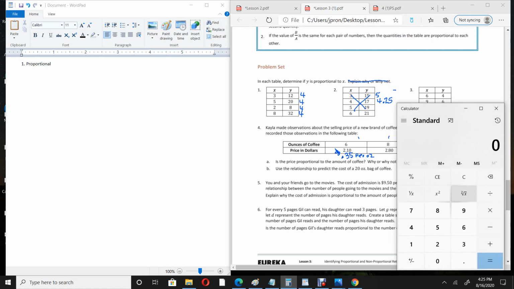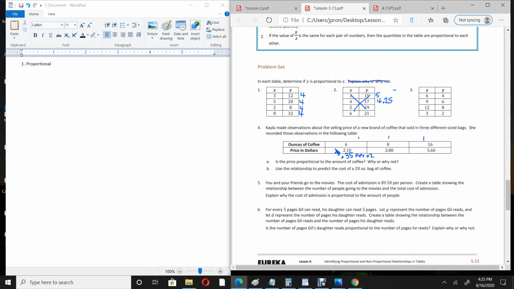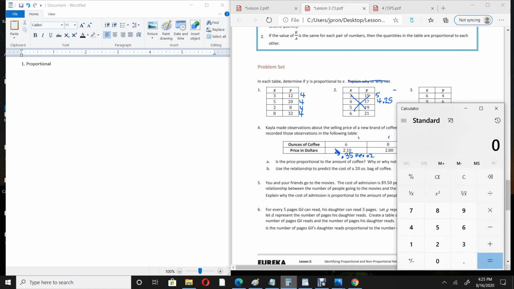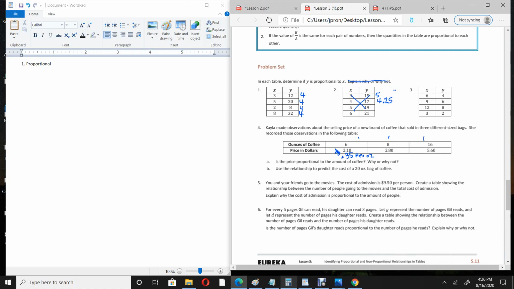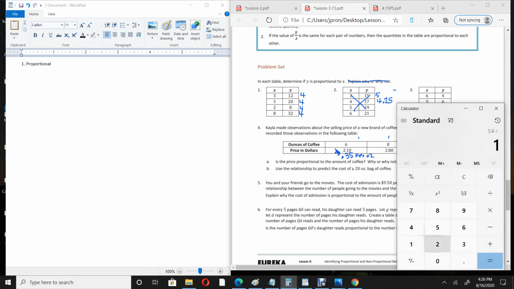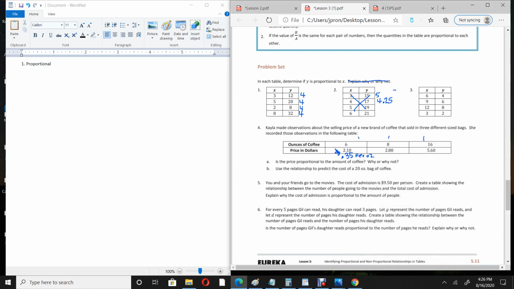So it's $2.80 for 8 ounces. So we'll divide $2.80 by 8. Again, that's 35 cents per ounce. And we'll do the last one just to check. 16 ounces. And that costs what? $5.60. So 5.6 divided by 16. Okay, it's 35 cents per ounce for all of these.